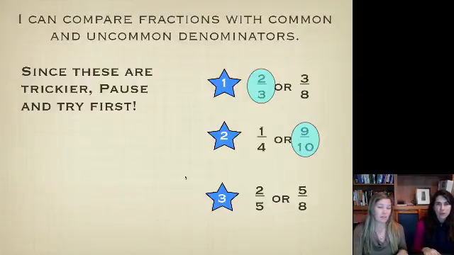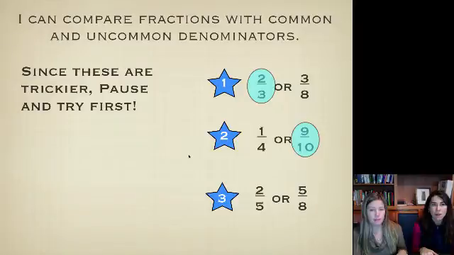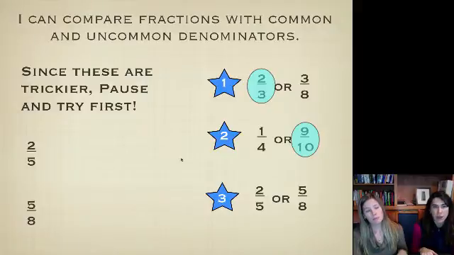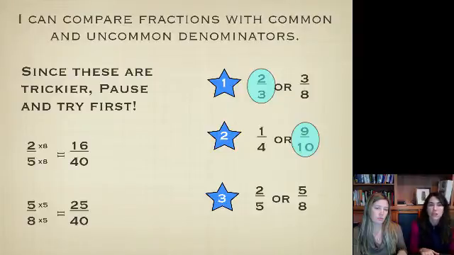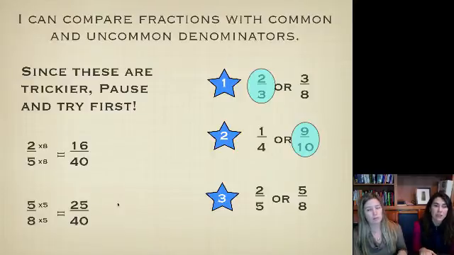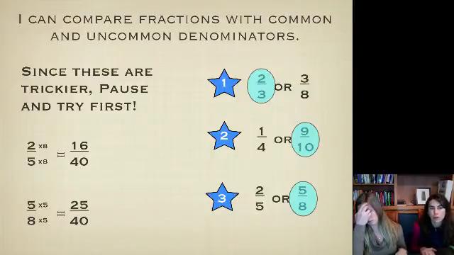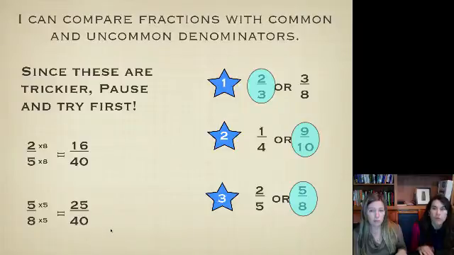Now, number 3, this one's not quite as easy. And so instead of trying the benchmark strategy, let's just look at it by thinking of the common denominator strategy. So we have 2/5, and if we multiply by 8, the other denominator, we're going to get 16 over 40. And so for 5/8, I'm going to do the same thing. I'm just going to look at the other denominator and multiply that. So 5 times 5 equals 25. 8 times 5 equals 40. So now at least we have this common denominator, and then I can easily see that 25 over 40, or 5/8, is going to be greater than 16 over 40, or 2/5.